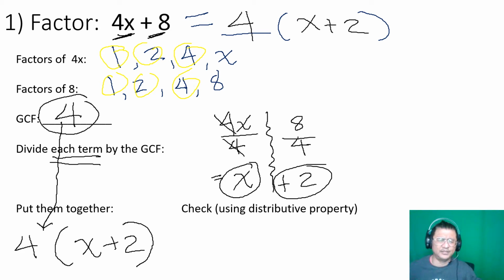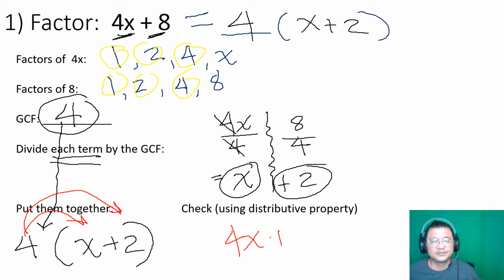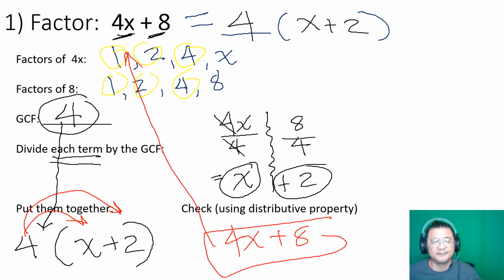Are you sure, Ram, when I multiply that, it's going to be 4x plus 8? Well, try it out. If it will really be 4 times x is 4x, 4 times 2 is 8. Guess what? It is the same. So you know that you are right.